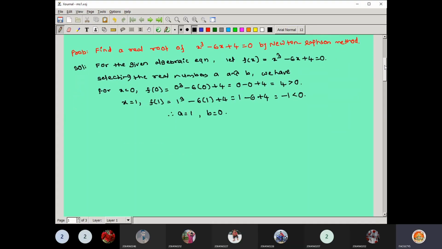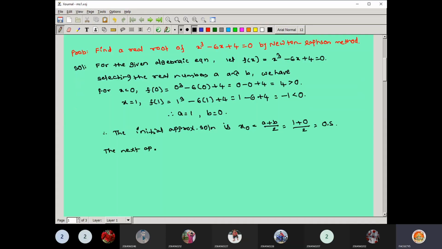Using those two values, now you calculate the initial solution. So therefore, the initial approximate solution is, as per the procedure, x naught equal to a plus b by 2, 1 plus b value 0 divided by 2, 1 by 2 is nothing but 0.5. Now after getting that, you are calculating the next approximate roots.